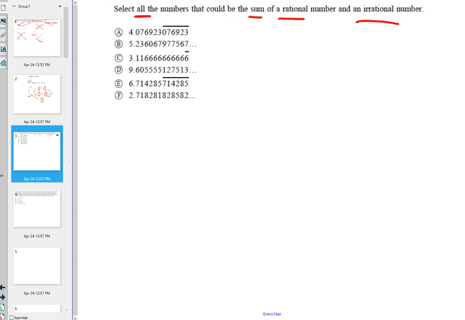But the rules were, all right, what does rational mean? If a number is rational, what does that mean? What's the root in the word rational? Well, the root in the word rational is ratio. A ratio is a fraction. So yes, a rational number can be written as a fraction.